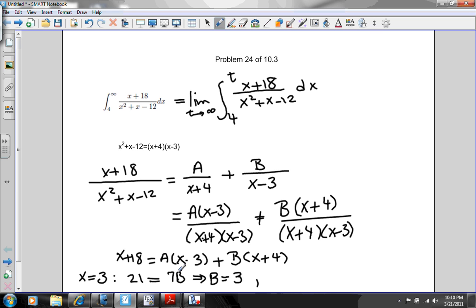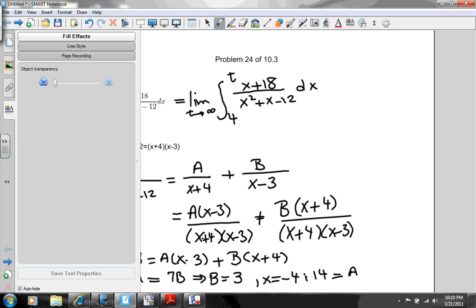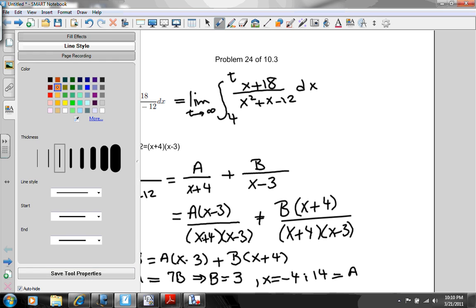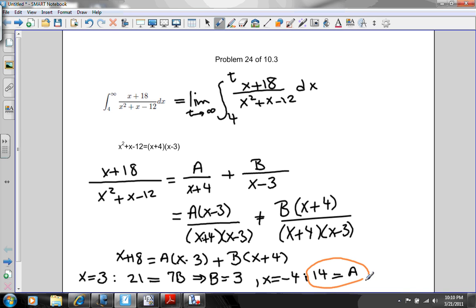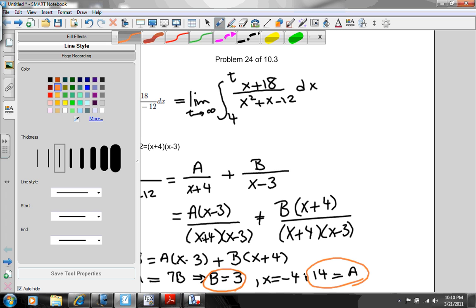Now let's do the same to find the value for A. This time let's substitute x equals negative 4, because if you substitute negative 4, you get rid of the B term. So you get negative 4 + 18, which is 14, equals A times (-4 - 3)... so we just get A. So there's the value for A. Now we have the value for A and the value for B, so we can go and solve the integral.